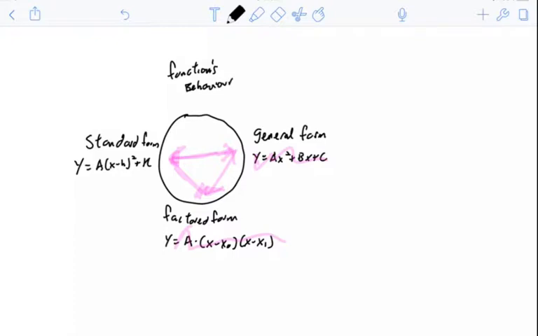The value of a tells us if it's an increasing function or a decreasing function, whether the function is a big negative number or a big positive number for a big value of x. In the general form, that constant told us the y-intercept, which is actually a handy thing to know. In the standard form, these 2 numbers told us the maximum or minimum of the output of the function. And in the factored form, this tells us what the roots of the function are.